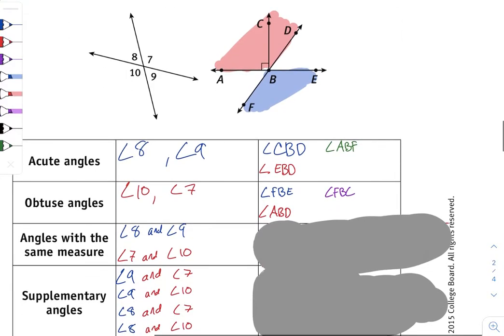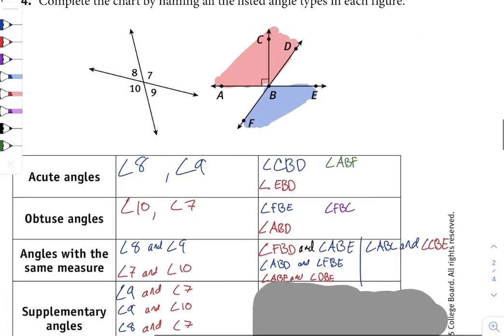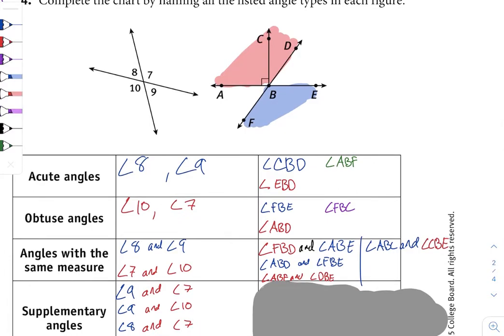Now, angles with the same measure. The 2 I have highlighted right now, ABD and FBE, that's going to be a pair of angles that are the same because they're vertical angles. Right, we have two intersecting lines. Here's one of those lines. Here's the other line. Those two intersecting lines create angles that are opposite of each other that are going to be the same or congruent. So there you go.